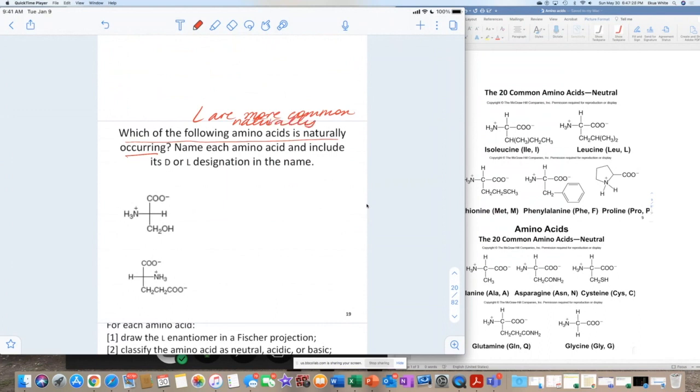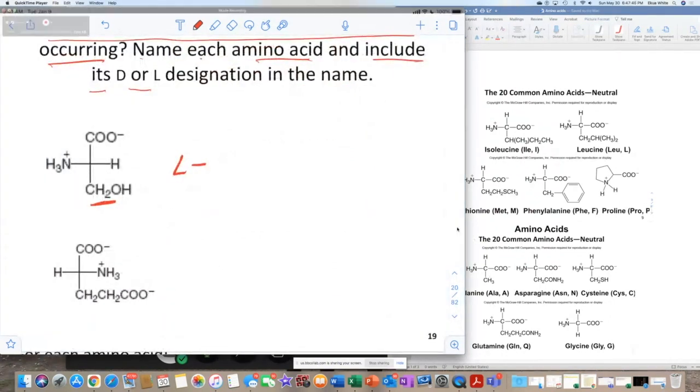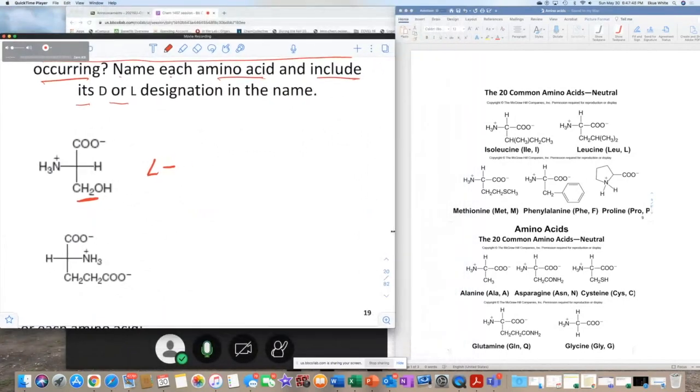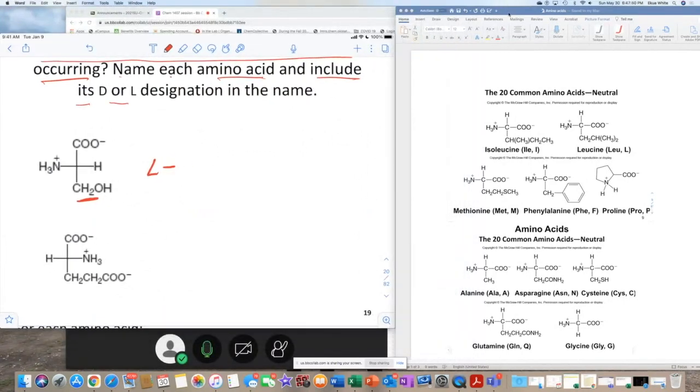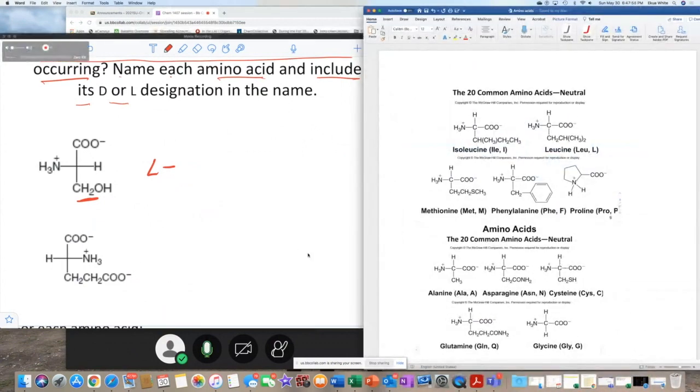Okay. We're told to name each amino acid and include its D or L designation in the name. This one here is L, and this is an alcohol. So here's where I have this set up for me. I should make this bigger. I'm trying not to scroll up and down too much.